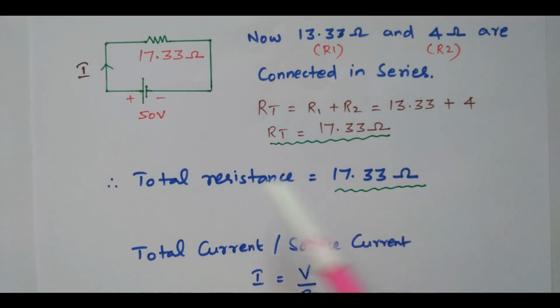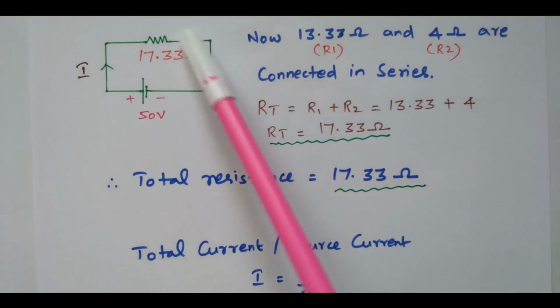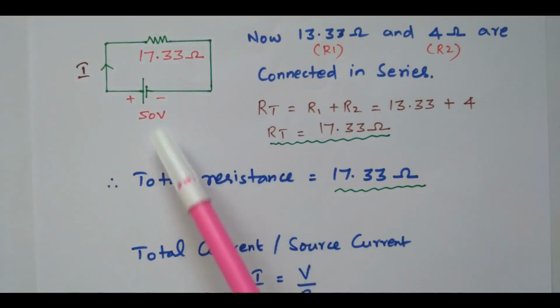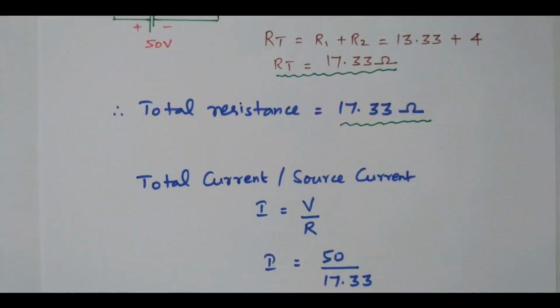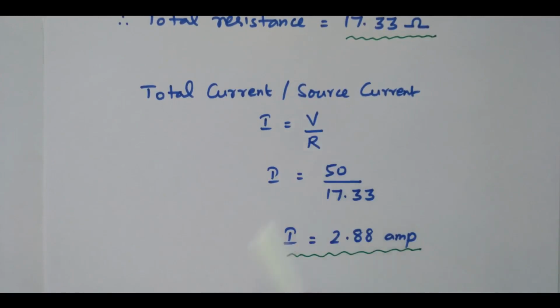Then what is the current? I equal to V by R. V is available and R also available. V is 50 volt and R is 17.33 ohm. So we can find the total current or source current, that is equal to V by R. V is 50, R is 17.33. So after simplification we got 2.88 ampere. So the total current or source current is 2.88 ampere.